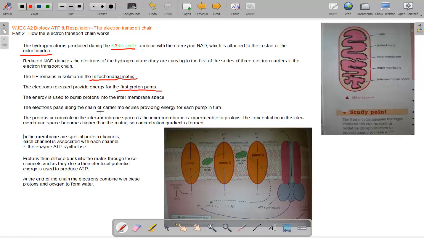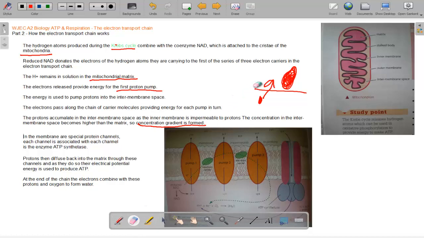The electrons pass along the chain of carrier molecules, providing energy for the pump in turn. The protons then accumulate in the intermembrane space, as the inner membrane is impermeable to protons. The concentration in the intermembrane space becomes higher than in the matrix, so a concentration gradient is formed. So basically, a concentration gradient in a nutshell is when I have a certain concentration here, and I have a higher concentration on this side of my membrane. It'd be low to high in this case, but more on concentration gradients when I get round to a tutorial on it.